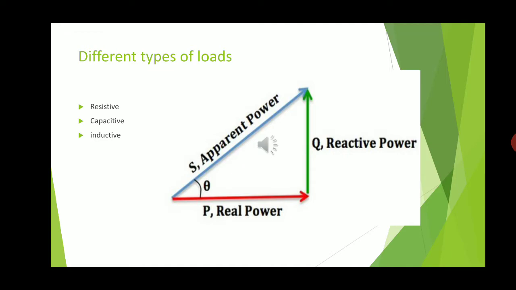But in capacitive, there is a phasor angle in the range 0 to 90 degrees. So it varies. It can be like 0.6, 0.7, 0.8, 0.9, and 1 is the maximum value. But here the power factor is leading. Why?